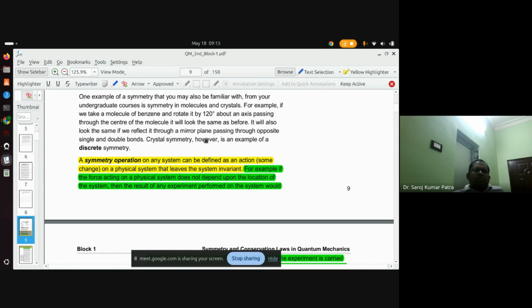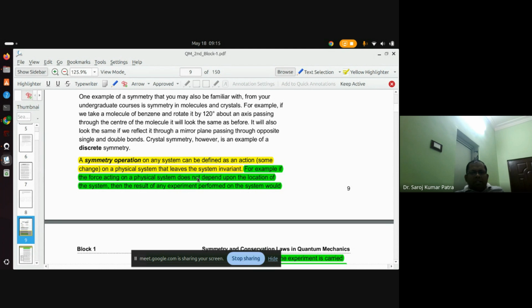Any such operation could be translation, rotation, or any other kind of operation. So a symmetry operation on any system can be defined as an action on a physical system that leaves the system invariant. That means if we are describing the system by a wave function psi, which you have already done in Quantum 1, then the psi should not change. The psi before the symmetry operation and the psi after the symmetry operation must be the same.